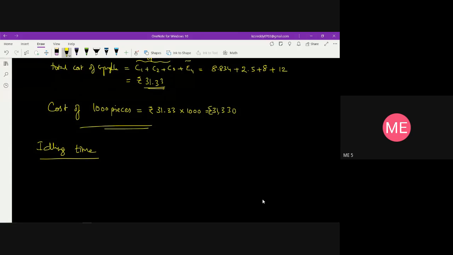Idling time. Idling time means sitting idle. It may be a labor or it may be a machine. It can be referred to anything. In general in industry, it is usually with respect to the machines as well as workers. Machines can be sitting idle or workers may sit idle. So this is the idling time. Idling time should be avoided or minimized. We need to minimize the idling time.